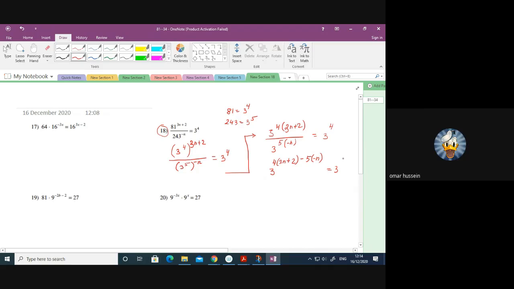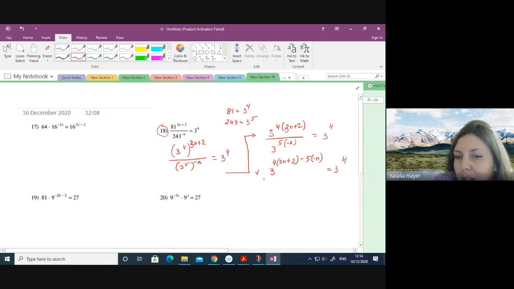Okay, once you've got single powers on the left and on the right, this is the time to drop the base, right? And I will just rewrite the exponents. So 3n plus 2 minus 5 times negative n is equal to 4.